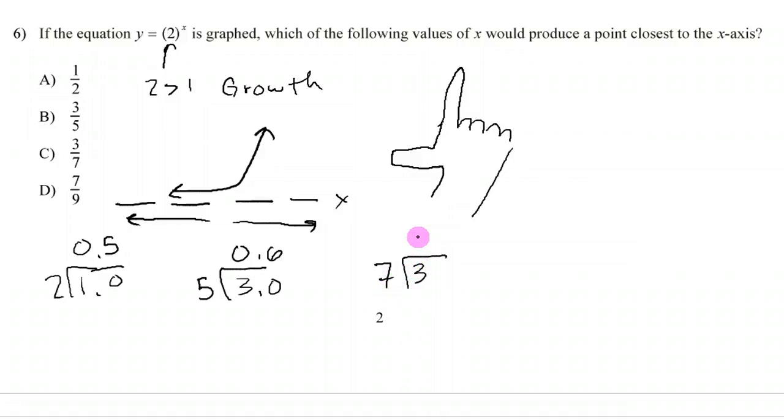Then I have 3 divided by 7, this should be smaller than a half, but let's just double check. 7 goes into here 0 times, so I add a decimal. 7 goes into 30 4 times. And it goes on, but we can stop there.